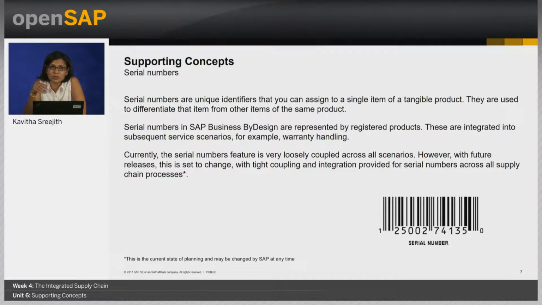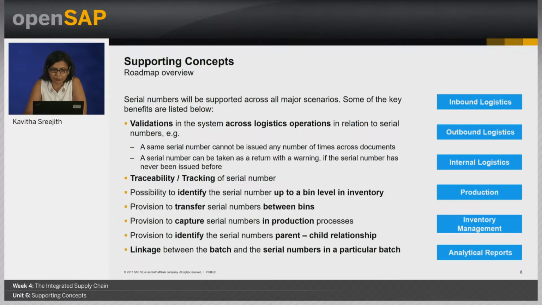As of now, the feature of serial numbers, though available, is loosely coupled across the scenarios. In future releases, we hope to change this with a tight coupling and integration provided for serial numbers across all the supply chain processes. Serial numbers will be supported across all major areas or scenarios like inbound logistics, outbound logistics, internal logistics, production, inventory management, as well as analytical reports.